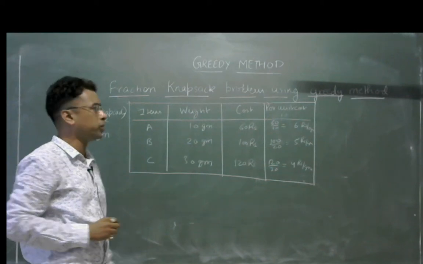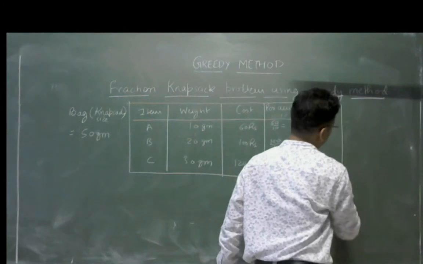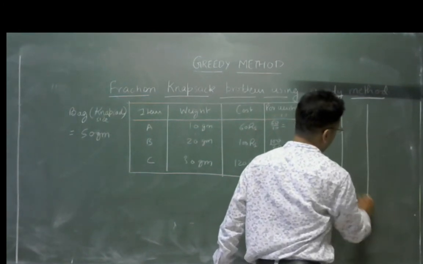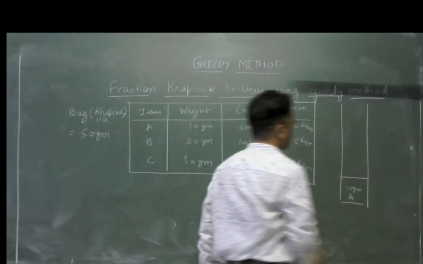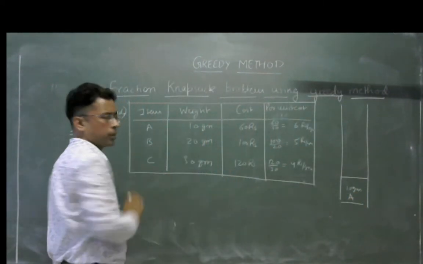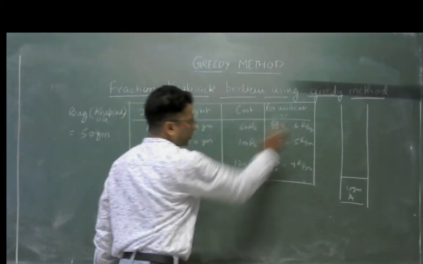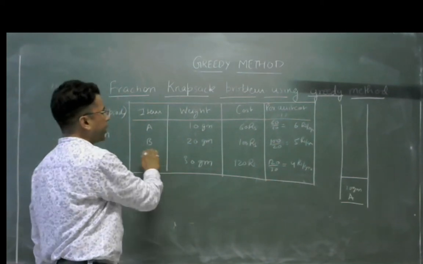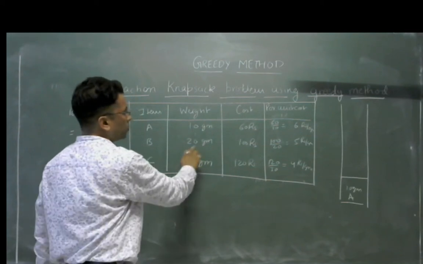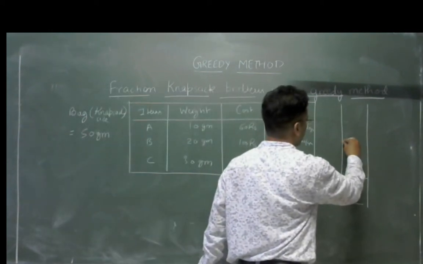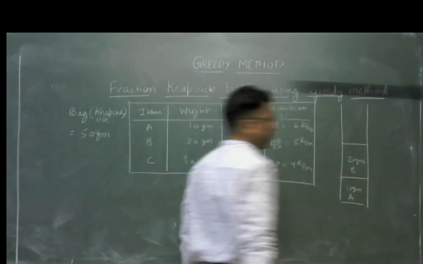So we shall pick the first item as a whole. Suppose this is the bag. We shall fill the 10 gram of item A, because this is the most valuable item. Its per unit cost is 6 rupees per gram. And the next valuable item is item B. This is 20 grams. So we shall fill this 20 gram of item B.